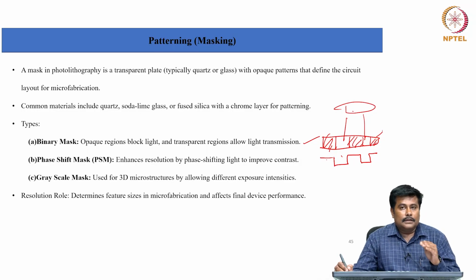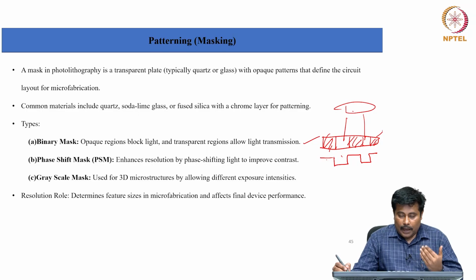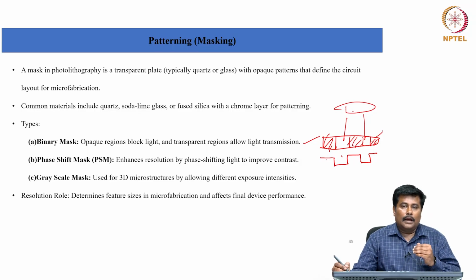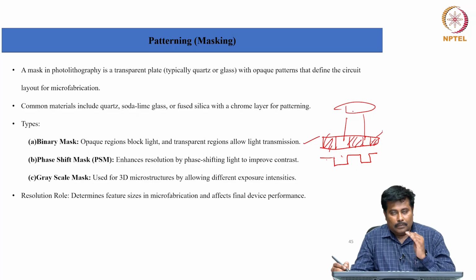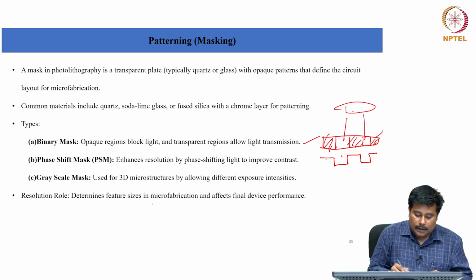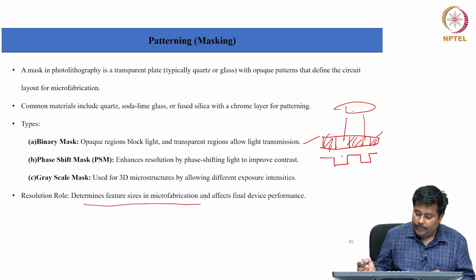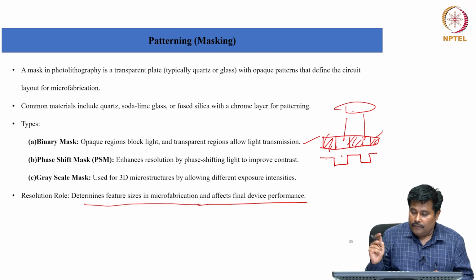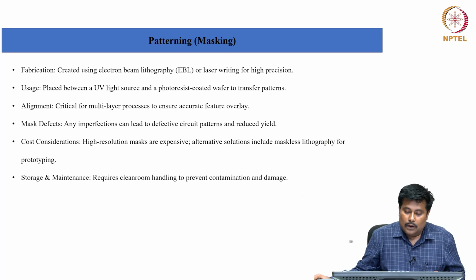There is another kind of mask, called a phase shift mask. This phase shift mask is used for enhancing the resolution by phase shifting the light to improve the contrast. Then there is a grayscale mask. The grayscale mask creates a 3D microstructure by allowing different exposure intensities. The resolution basically determines the feature size in microfabrication, and it also affects the final device performance we are looking for.